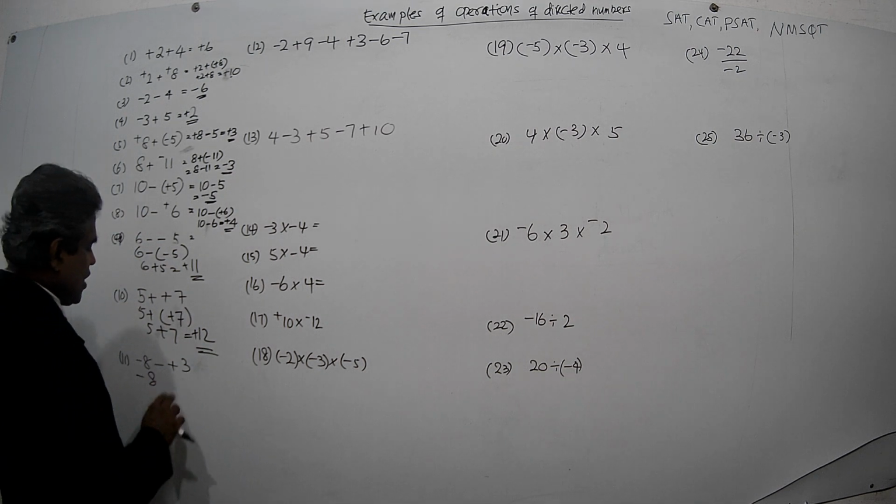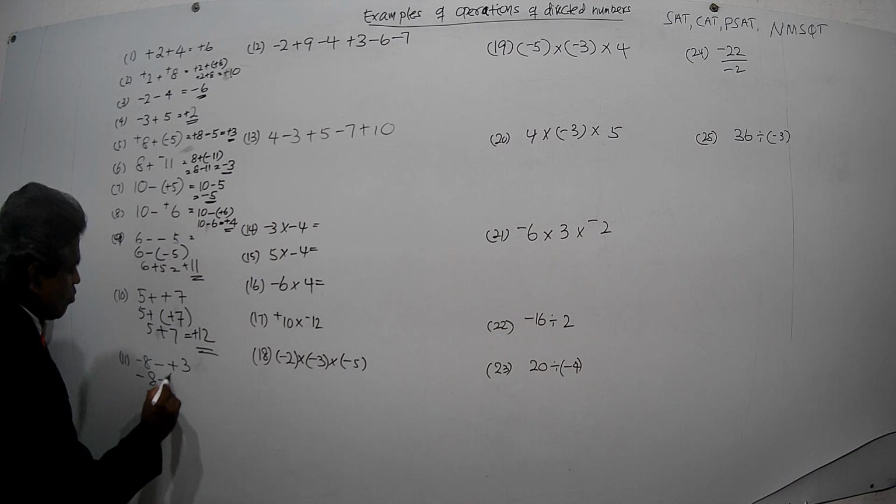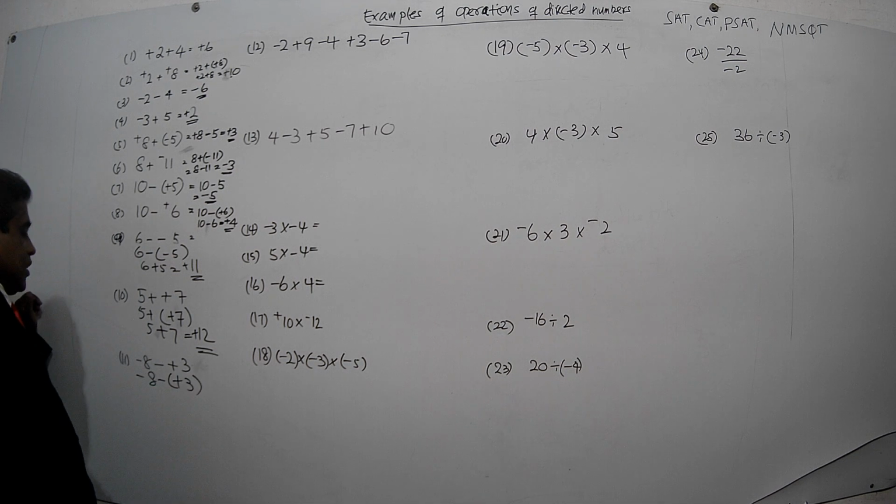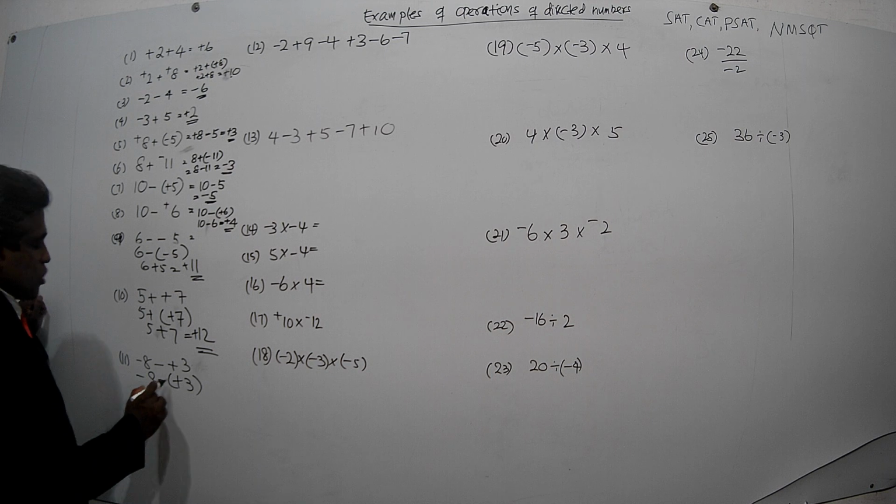Next one, minus 8 plus negative. This also, when there are two signs together, you can always put them in brackets like this, same thing. Then you remove brackets by multiplying this positive sign by negative sign.